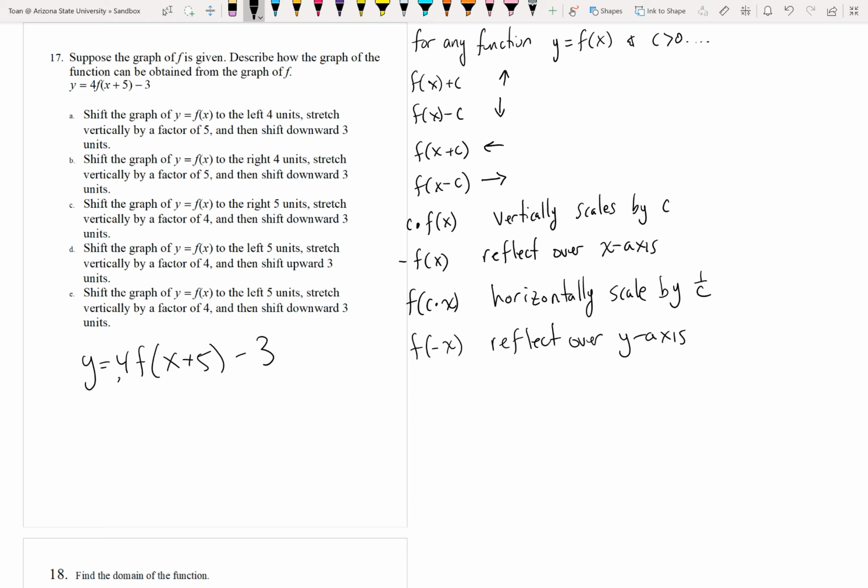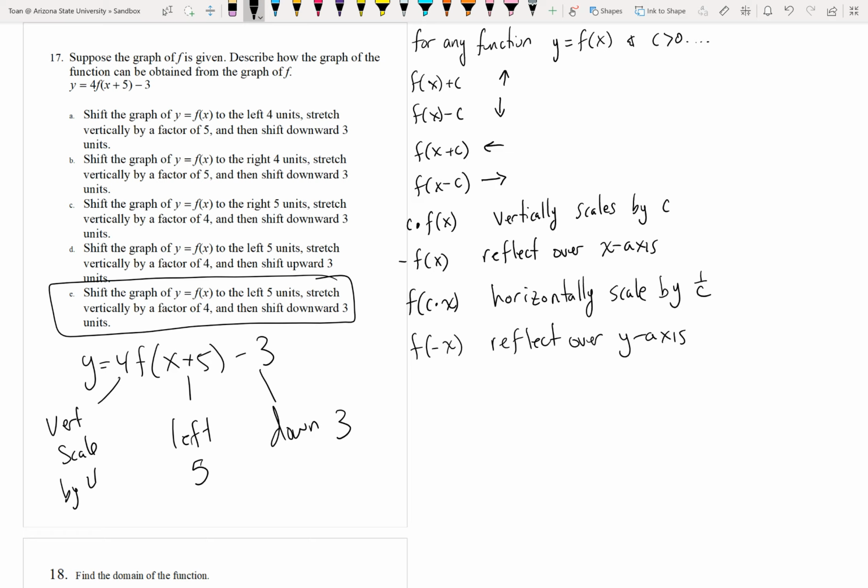So if you read it correctly, this is a vertical scale by 4, this is a left 5, and this is a down 3. How did I know it? It's because I know this chart here. So which letter has those? Let's see. Left 5, stretched by a factor of 4, and then down 3. So the answer should have been E. Right.